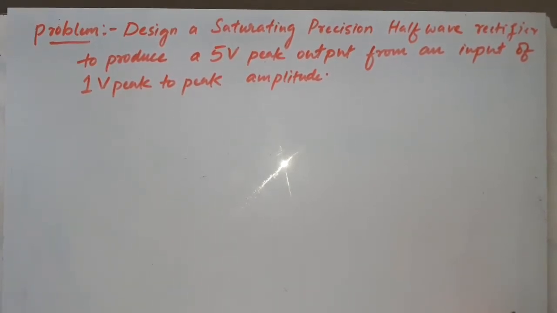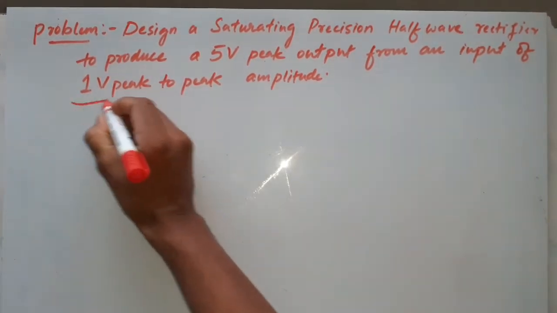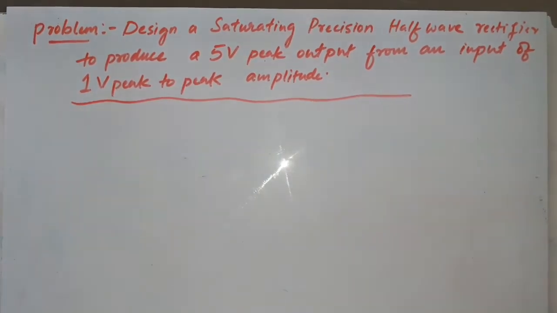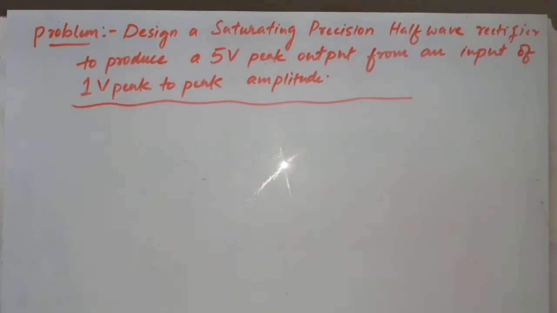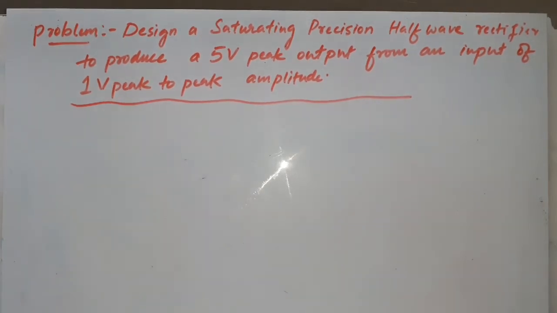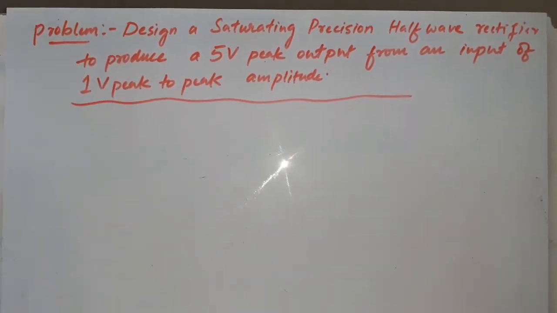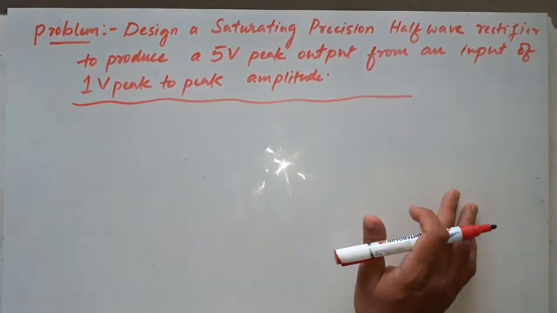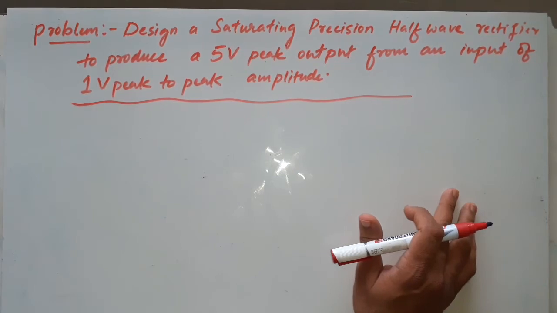Rectifiers, precision rectifiers. So this is one of the problems from your model question paper. Okay, let us solve this problem. Let me read it out. Design a saturating precision half wave rectifier to produce a 5 volt peak output from an input of 1 volt peak to peak amplitude. Now, the very first thing you should do is draw a saturating half wave rectifier.